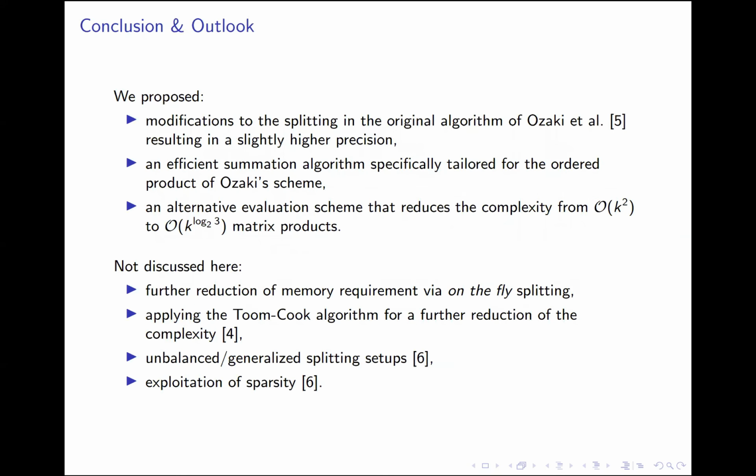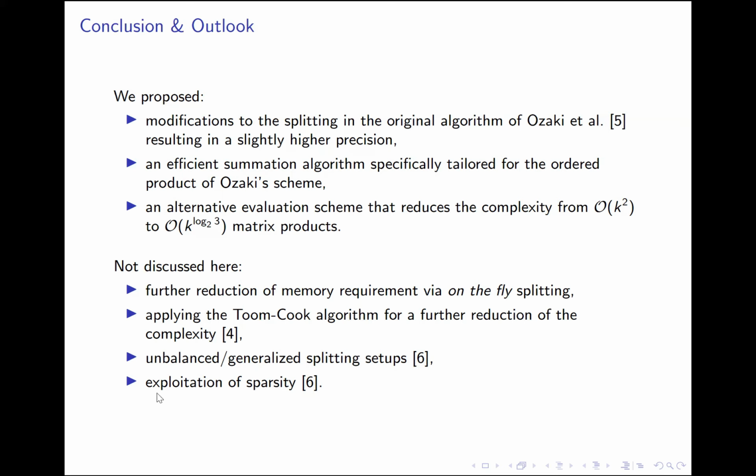So in this talk, I discussed the modifications to the splitting of the original algorithm of Ozaki, which results in slightly higher precision. I've introduced an efficient summation algorithm that is specifically designed for the manipulated output of the Ozaki scheme. And we have introduced an alternative evaluation scheme that reduces the complexity from k squared to k to the power of log 2 of 3 matrix multiplications. But there have been also some points that we didn't have the chance to speak about.